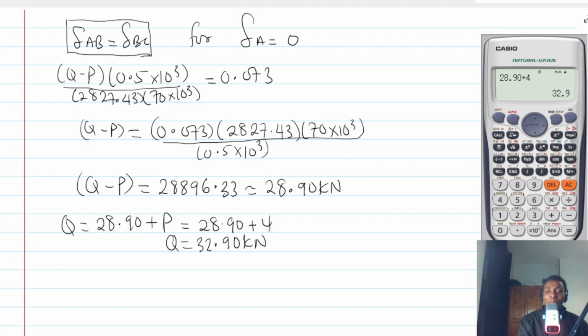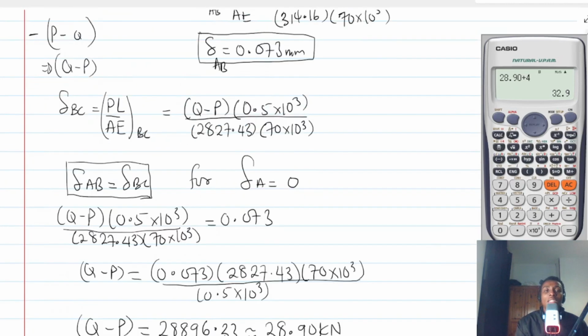All right, so there we are with K. But let's look at the second part. The second part of the question said that the corresponding deflection at B. Okay, so if we want to calculate the corresponding deflection at B, we know that for the deflection at B, what is it going to be?